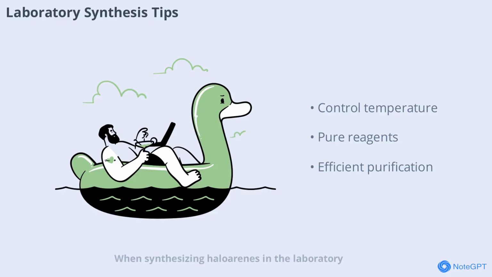In synthesizing haloarenes in the laboratory, it is important to control reaction conditions such as temperature, concentration, and choice of catalyst. Using pure reagents and maintaining an inert atmosphere can improve yields and reduce side reactions. Careful monitoring and purification steps ensure the desired product is obtained efficiently and safely.